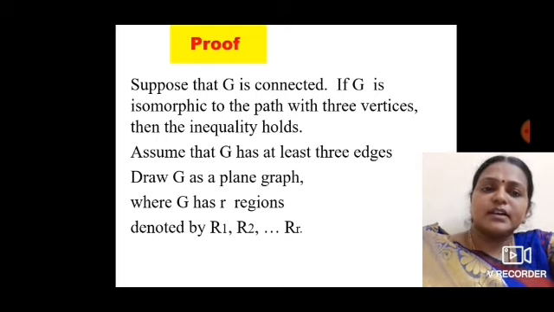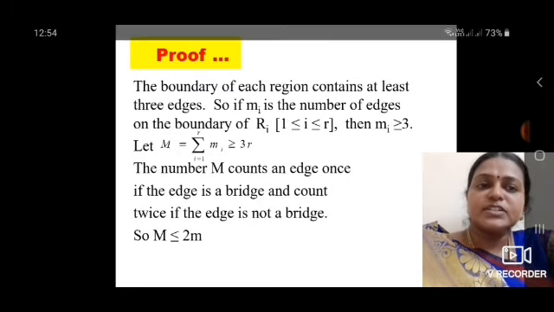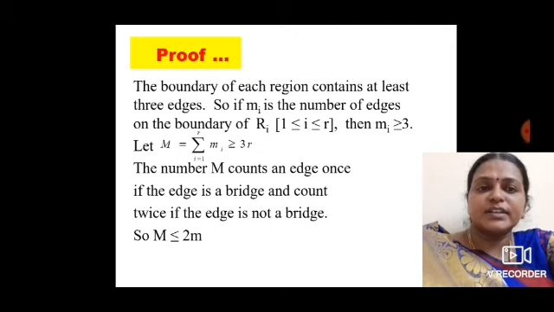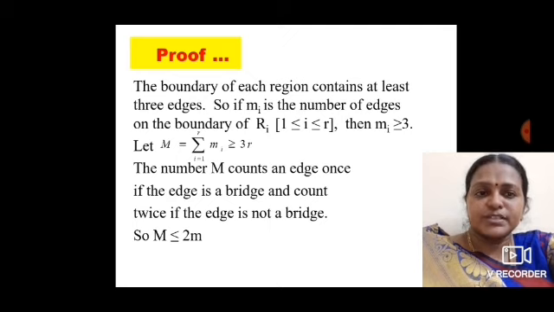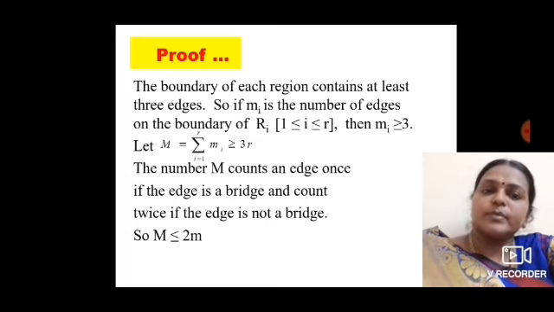Draw G as a plane graph where G has r regions denoted by R1, R2, and so on up to Rr. The boundary of each region contains at least 3 edges. So, if Mi is the number of edges on the boundary of Ri, where i ranges from 1 to r, then Mi is greater than or equal to 3. Let capital M be equal to the summation of Mi from i equals 1 to r. So it becomes greater than or equal to 3r.